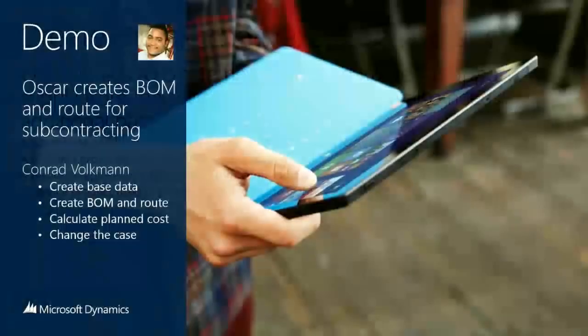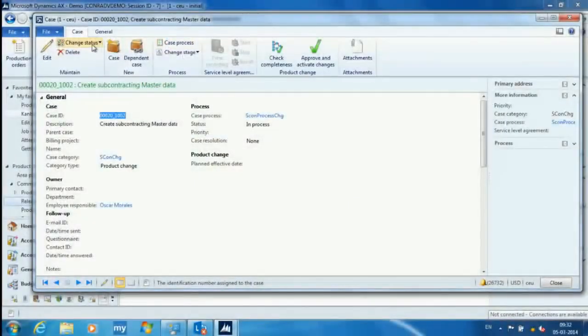So Oscar is going through this case and starts that case. You can see the associated case here. So I'm putting the case in process. Oh, I have to switch. Sorry. I have changed the status of the case to in process, and I'm also looking into the case process.